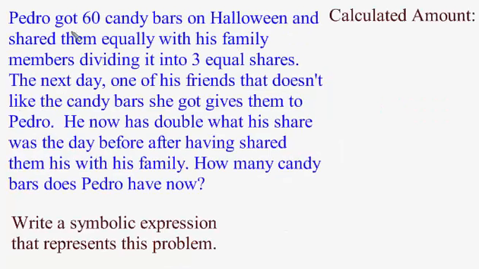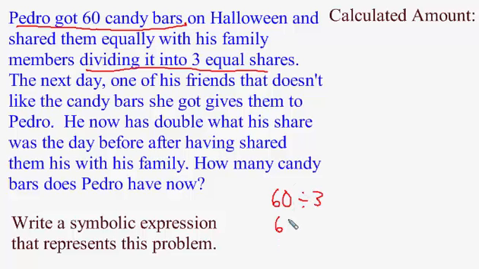This problem is a little more lengthy to read. We have that Pedro got 60 candy bars on Halloween. So I'm going to write 60, and he shared them equally with his family members, dividing it into 3 equal shares. So if you have 60 candy bars and you divide it amongst 3 people, that would be 60 divided by 3. But remember, you'll be using the symbol on your computer keyboard that looks more like this.